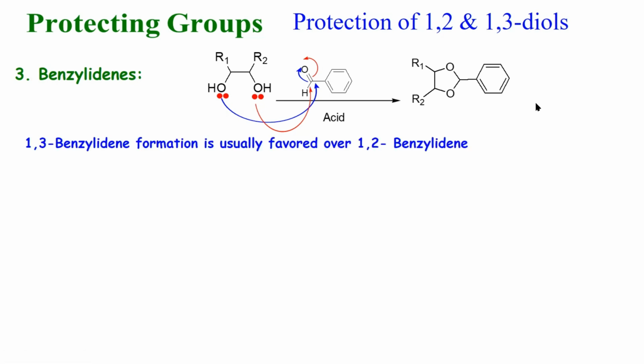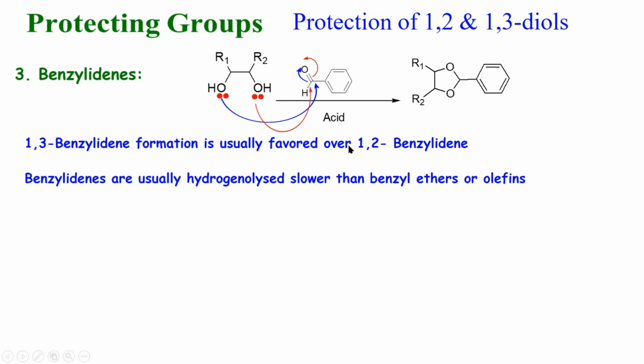1,3 benzylidines are more easily formed than 1,2 benzylidines, whereas in case of acetonides, 1,2 acetonides are more easily formed than 1,3 acetonides. This is the salient feature of benzylidine. Whenever 1,3 diols need to be protected, we use the benzylidine route.